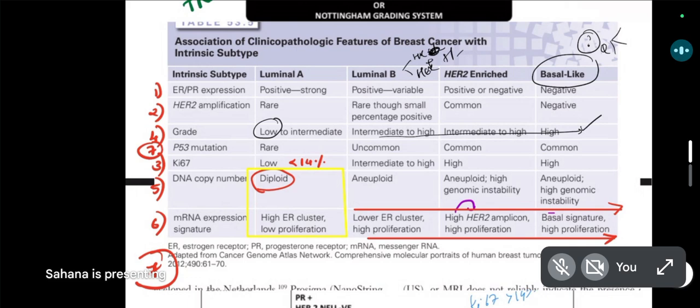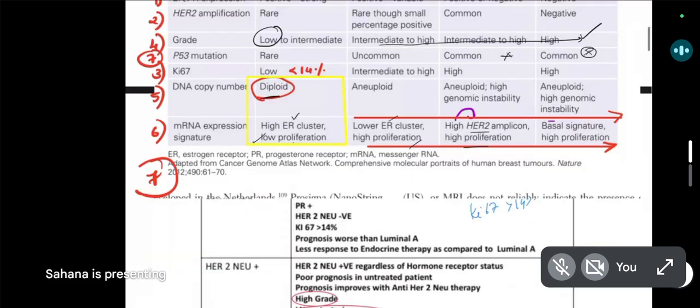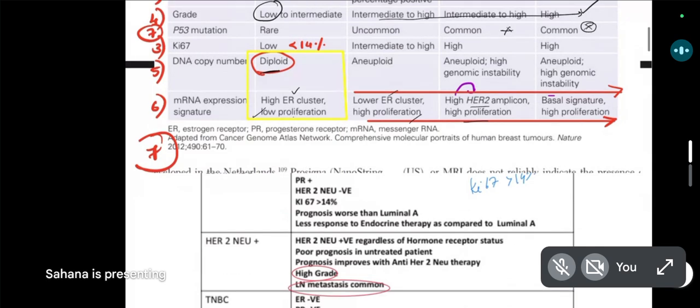Okay, fifth one is copy number. Luminal A is diploid, rest everything is aneuploid. Then sixth is microRNA expression. Here it will indicate their proliferation rate. Low proliferation is luminal A, rest everything is high proliferation. So low proliferation with good prognostic factor like high ER. In luminal B, it is low ER with high proliferation, and HER2, it's high HER2 with high proliferation, and in basal-like it's basal signature. Then coming to P53, it is common only in very poor types like HER2 and basal-like. So when you write this table, you will write 7 points and fill the spaces.